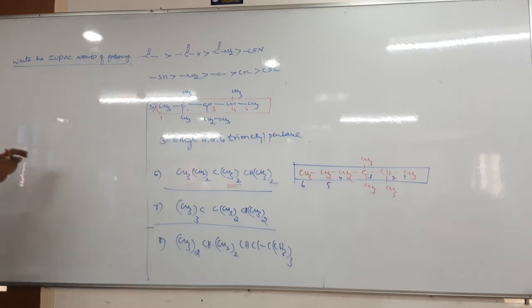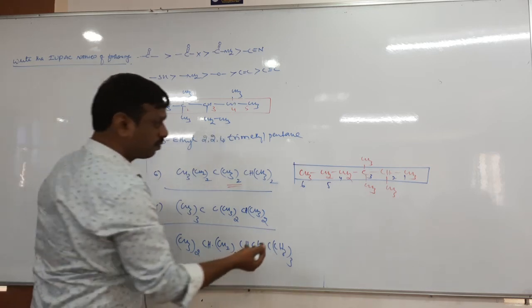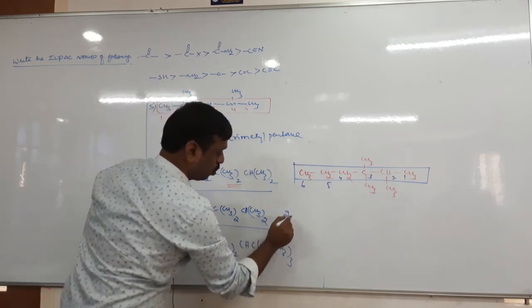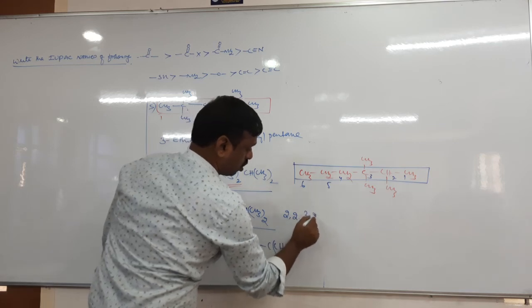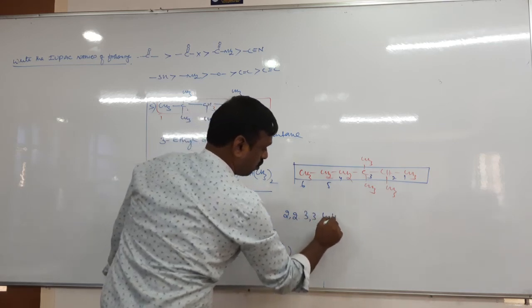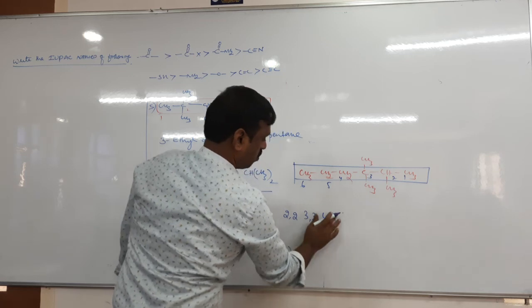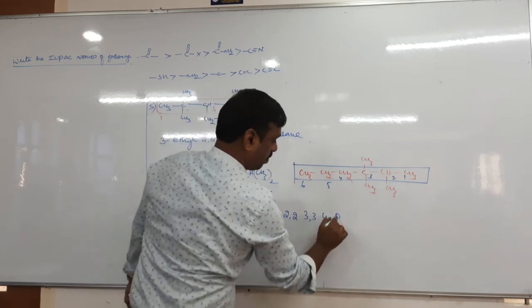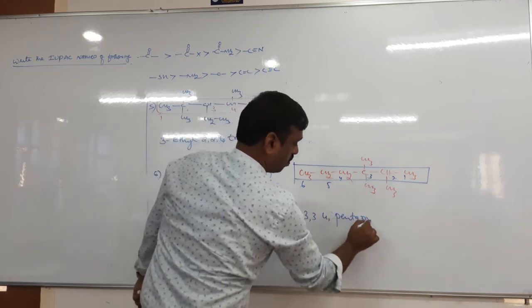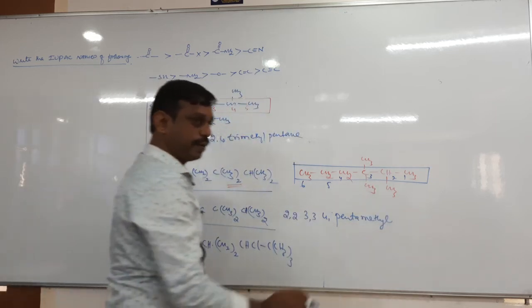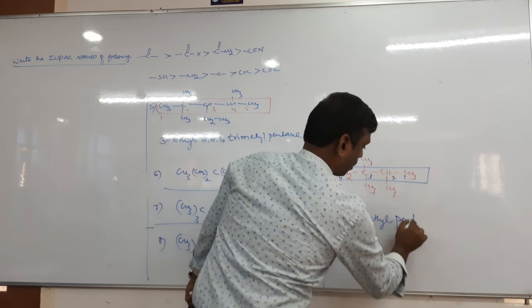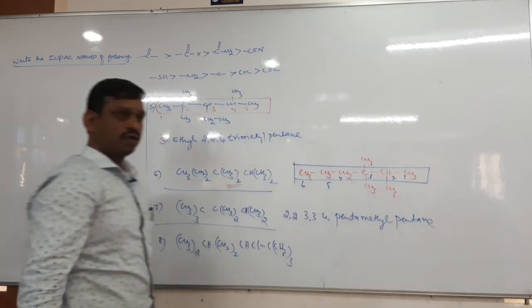Written? Tell me, what is the IUPAC name? 2,2,3,3,4,4,4 pentamethyl pentane. Next.